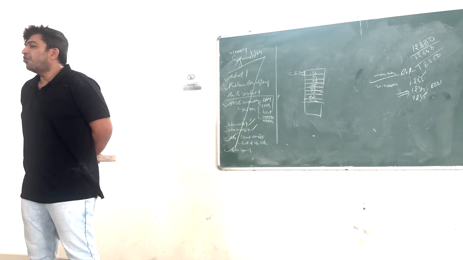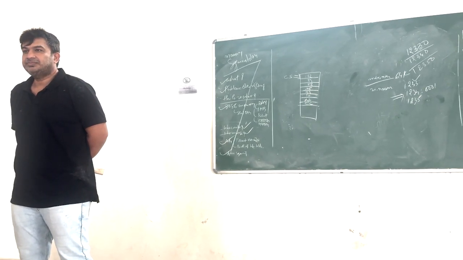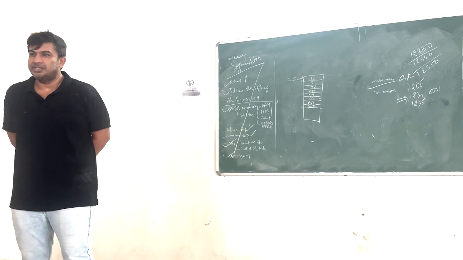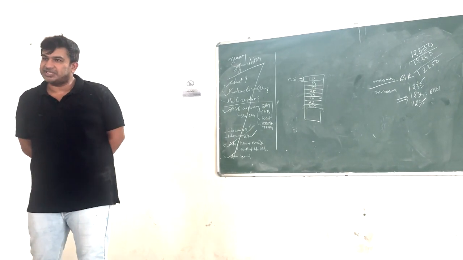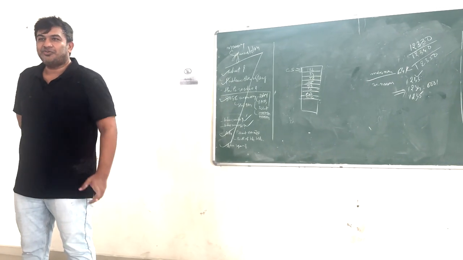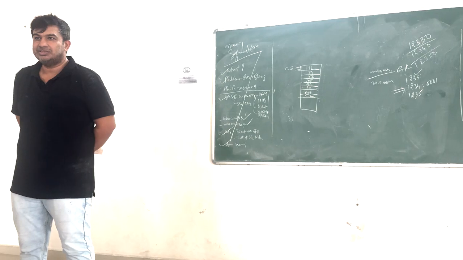What is the difference between two segments? 30 plus 10 is 40, 40 plus 10 is 50. The difference is 10. So the minimum size of your segment is 10.